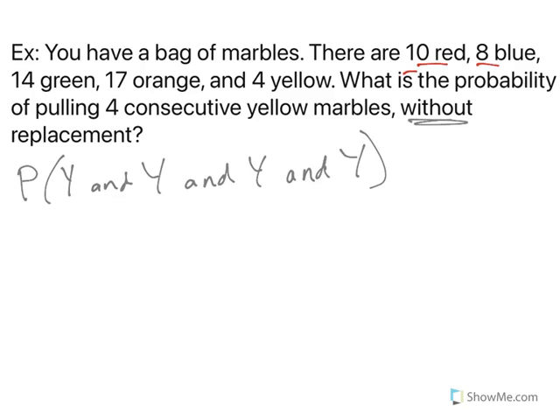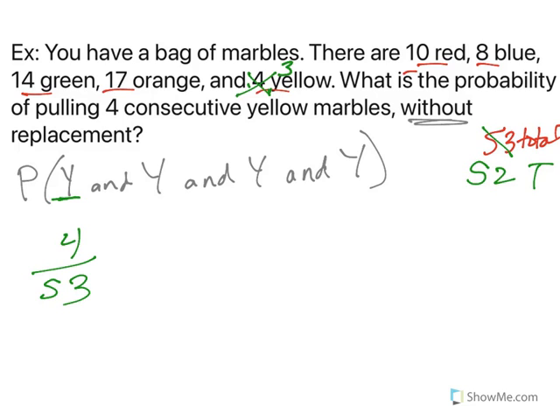Without replacement. So how many total do we have? First, let's add 10 plus 8 plus 14 plus 17 plus 4. And we see that we have 53 total marbles. Okay, great. So let's start with the first one. Probability of pulling a yellow is 4 out of 53. Okay, so I've taken a yellow. I'm down to 3 yellows and 52 total.